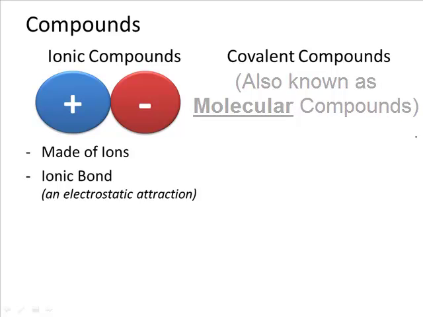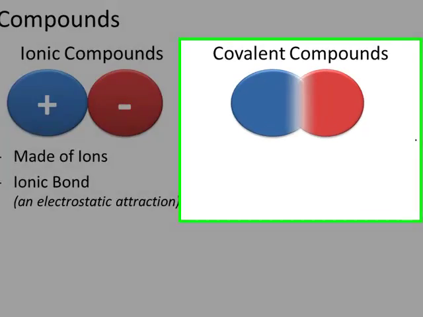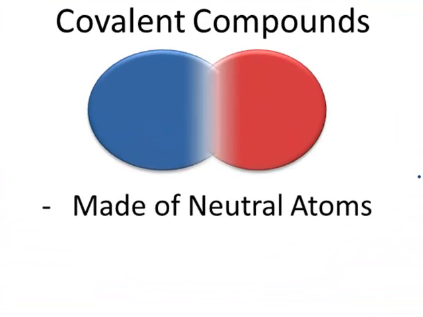The term covalent gets its name from the word valence. Covalent compounds are compounds that form from shared valence electrons. So there's some major differences on a molecular level between ionic and covalent compounds. The first is with what they're made of. Covalent compounds are made of neutral atoms.